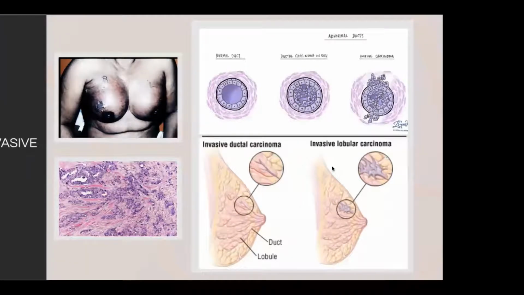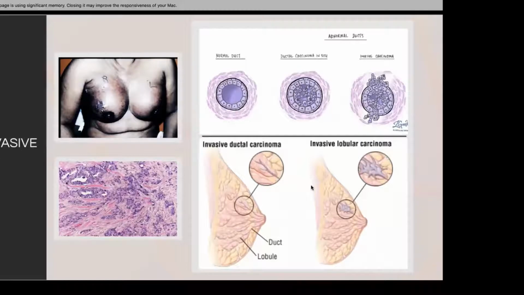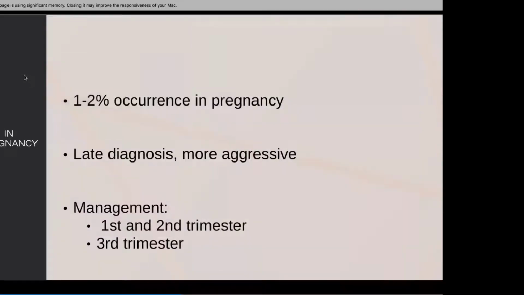Also here, you can compare the ductal carcinoma and lobular carcinoma. You can see that the ductal is less effective than the lobular. Okay. So if your patient comes with breast cancer in pregnancy, you really don't see this a lot. It's around 1 to 2%.